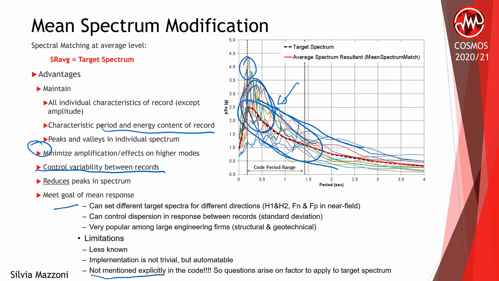Limitations: it is a little less known, so sometimes it's hard to get it past certain peer reviewers who haven't seen it. It's not mentioned explicitly in the code, so questions arise on what do we apply? Do we apply the 1.1? Do we apply 0.9? My recommendation is to apply a factor of 1.0 because you're right on the spectrum. Because this is such a smooth spectrum for the average, you don't have to put in that 90% or 10% discount. And I think that would be good enough, and I think it's the appropriate factor.